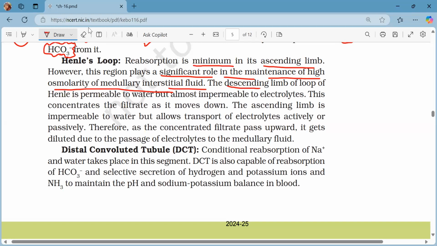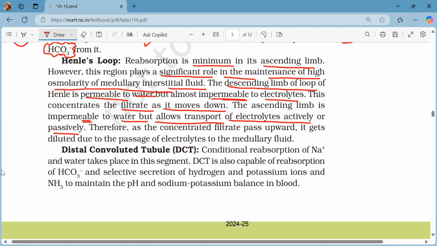Now, the descending limb of Henle is permeable to water, meaning it allows the water, but it is impermeable to the electrolytes. So this concentrates the filtrate as it moves down. Now the ascending limb is impermeable to water, but allows the transport of electrolytes actively or passively. So it will let the electrolytes move up and down.